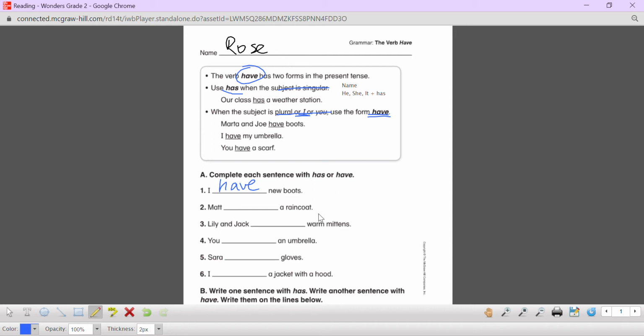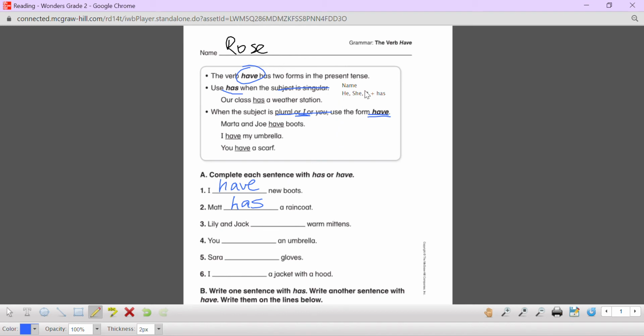Matt, remember, it's a name and it's a singular third person pronoun. So we don't use have, we use has. Has. Let's try the third one together. Lily and Jack blank warm mittens. I see Lily, I see Jack.